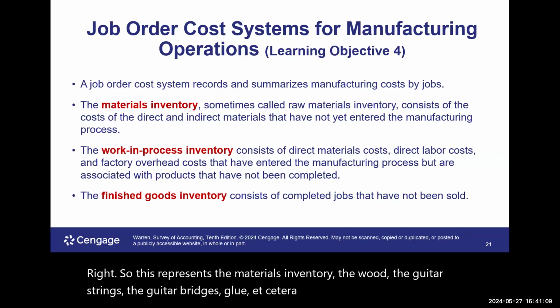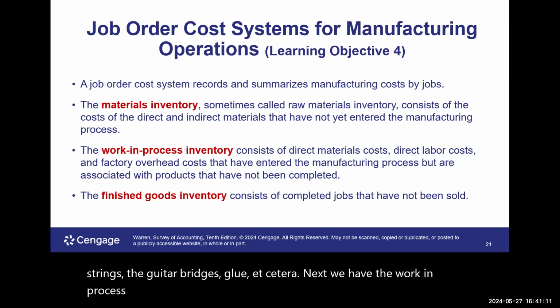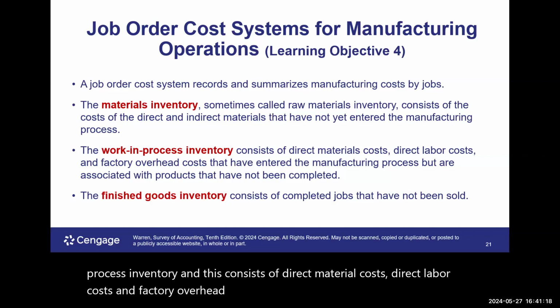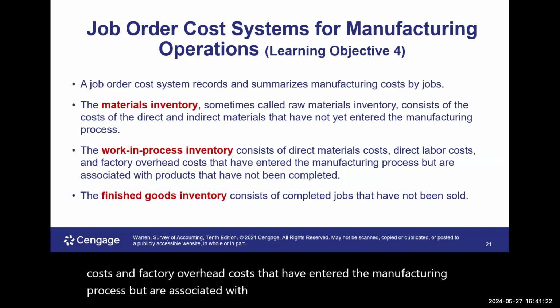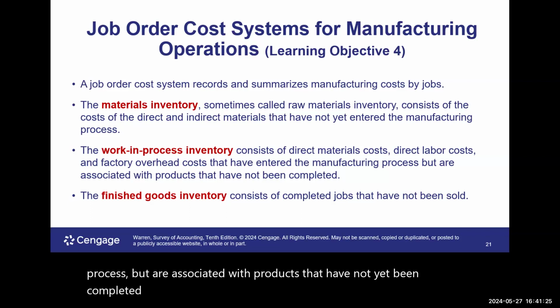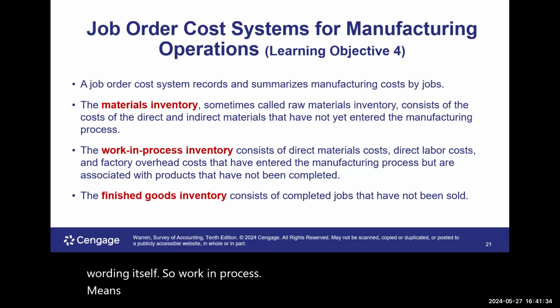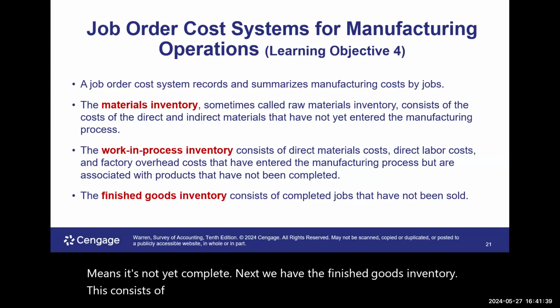Next, we have the work in process inventory. And this consists of direct material costs, direct labor costs, and factory overhead costs that have entered the manufacturing process, but are associated with products that have not yet been completed. As often stated a lot of times in accounting, the meaning is in the wording itself. So work in process means it's not yet complete. Next, we have the finished goods inventory. This consists of the completed jobs that have not yet been sold.